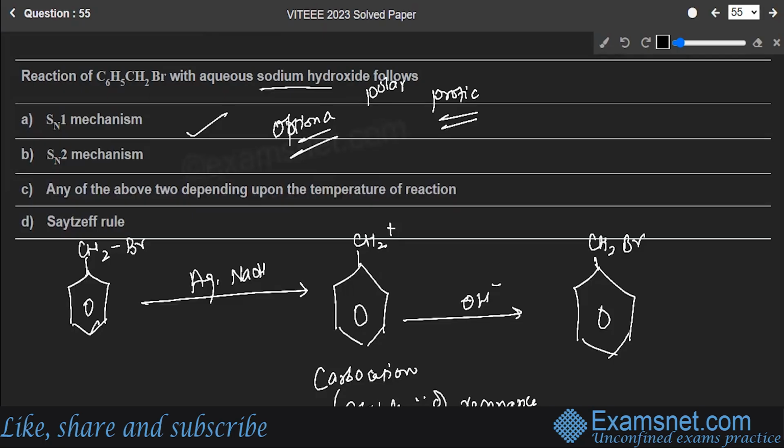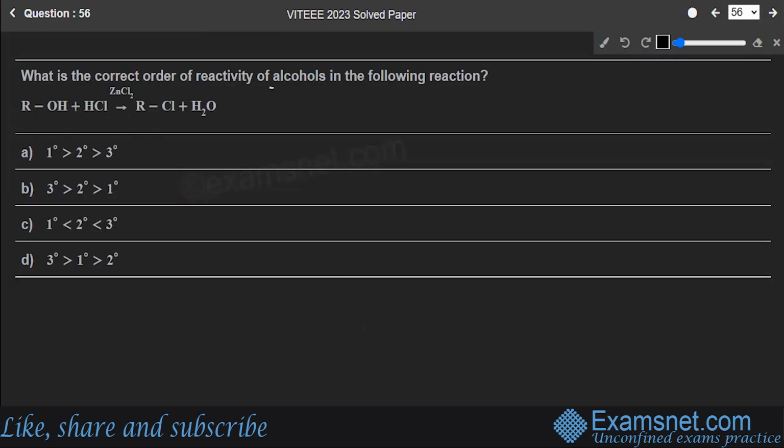Hope you understood this. Next is question number 56: which is the correct order of reactivity of alcohols in the following reaction? The reaction is given by ROH plus HCl in the presence of zinc chloride gives you RCl plus water. Let's write it over here. You have HCl plus anhydrous zinc chloride, which is your Lucas reagent. This is the given reaction.